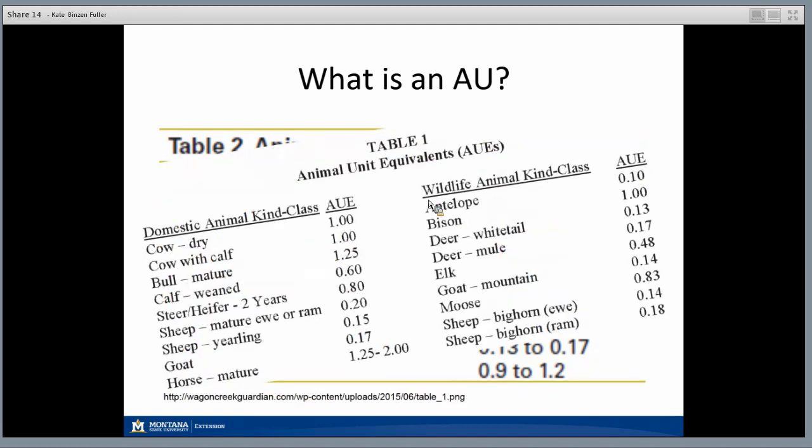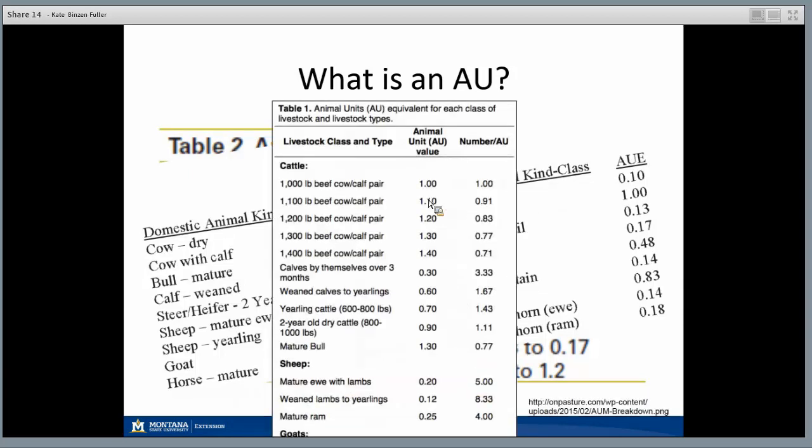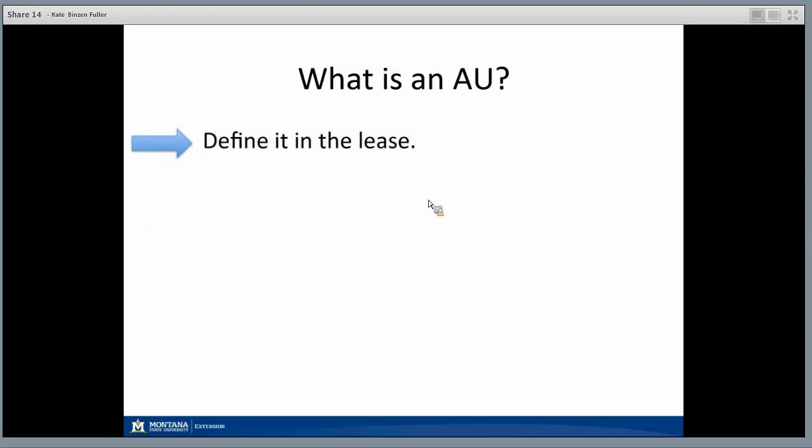Here we've got another publication. And this is saying that a cow that's dry or a cow with calf are 1 animal unit. A bull is 1.25. So we've got some different definitions here. Here's another one that is defining that entirely on the animal's weight. So the gist of this is that there are a number of different ways that this can be defined.